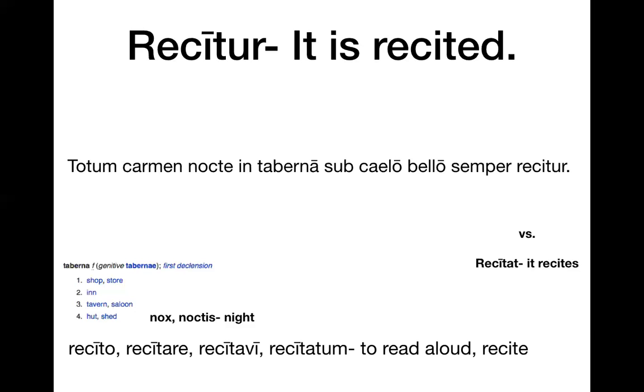Yeah, totem actually is. Carmen is neuter, if y'all remember. So that means what? What about just a little part of the song, or the whole song, the entire song? It's our predicate right up there, right? The whole song. Not was. Keep it present, Lucy. Is always recited nocte. Night. And let's add a preposition, not just nights. Do we say in at night in the tavern sub Kylo Bella?